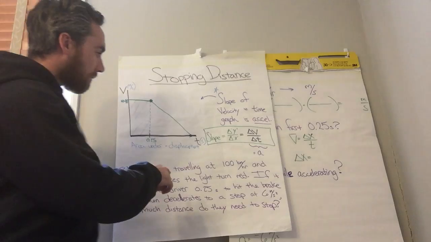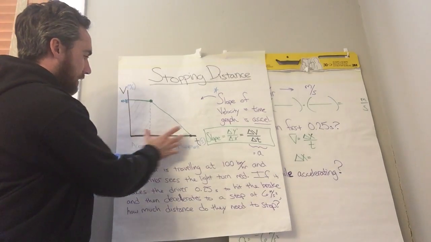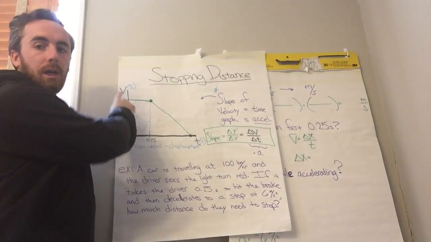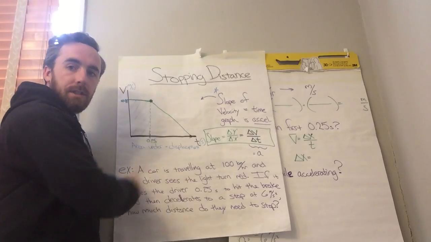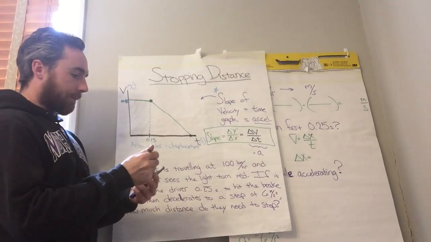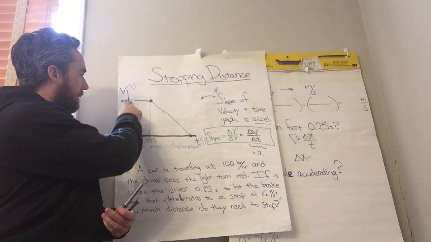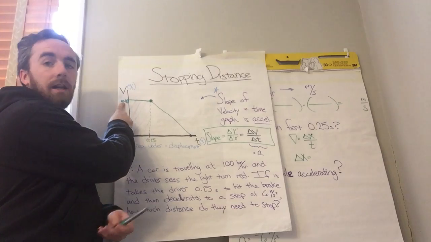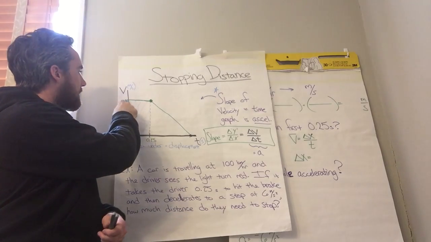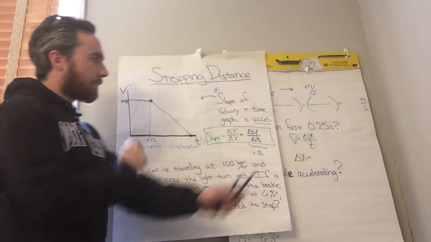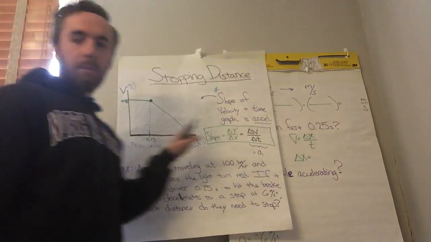Alright, so there are 2 parts to this graph. This is the motion graph, the velocity versus time graph of this situation. For the first 0.25 seconds, the car is going constant velocity at 100 kilometers an hour. I crossed it out because we actually want it in meters per second. Whatever we get here, I'm going to put up here.